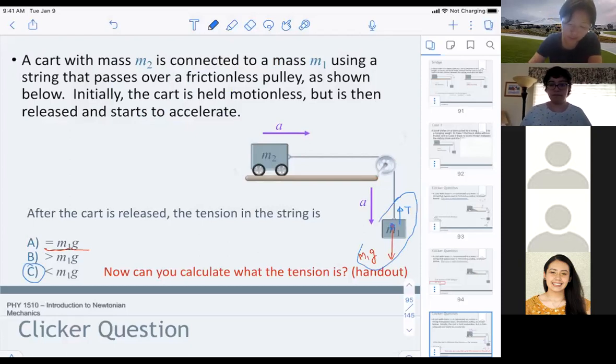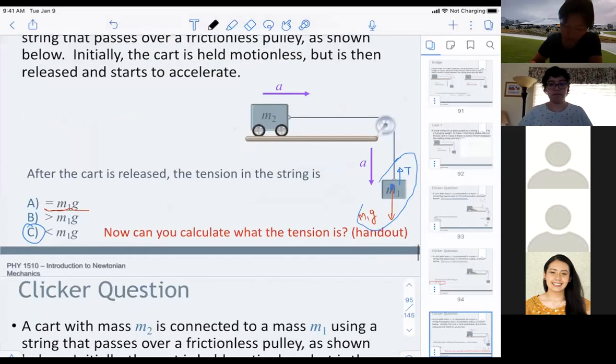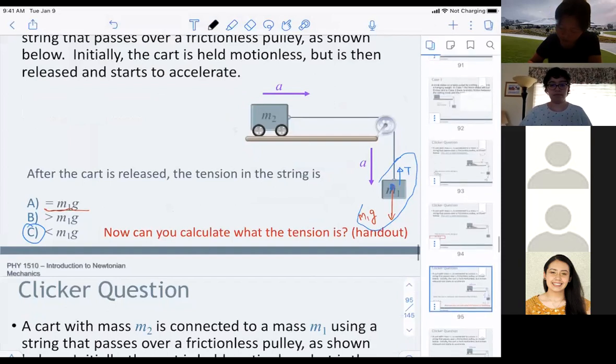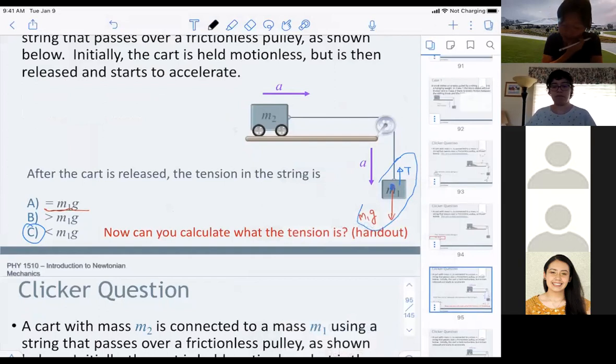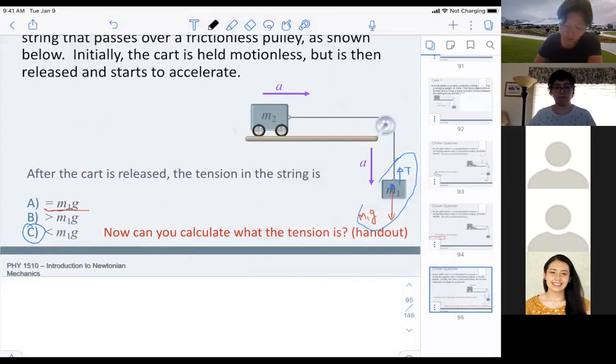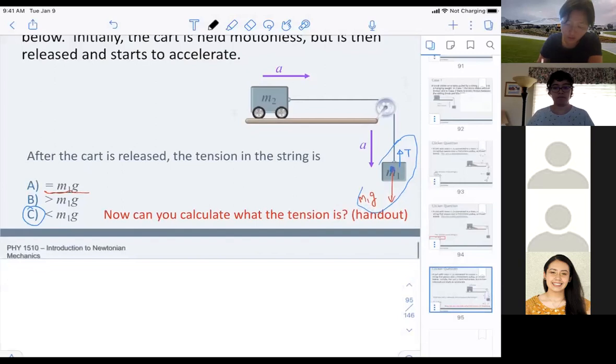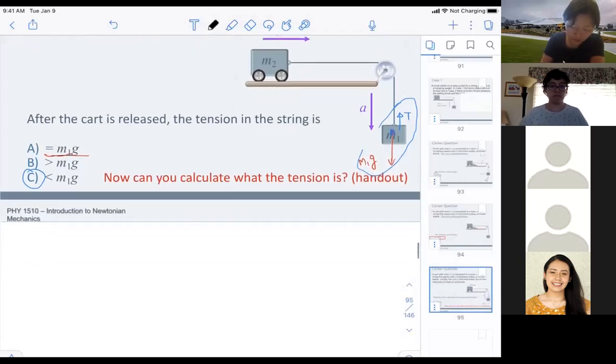Now let's calculate it. You do have this question on the handout. If we were in class, I would print this out for you, but it's on Canvas. We don't really need the handout to do this calculation, so let's just try to do the calculation together. Can we calculate the tension? All right, so we have two different objects. Pulley, so no friction here, which makes things a little bit easier to calculate. And you have M1 here.